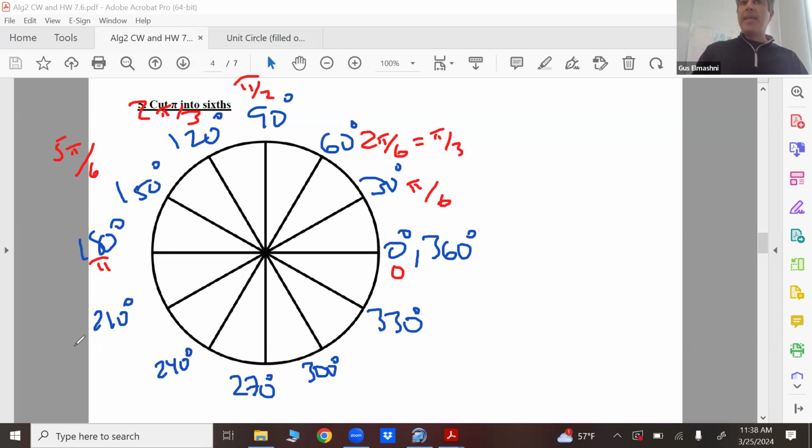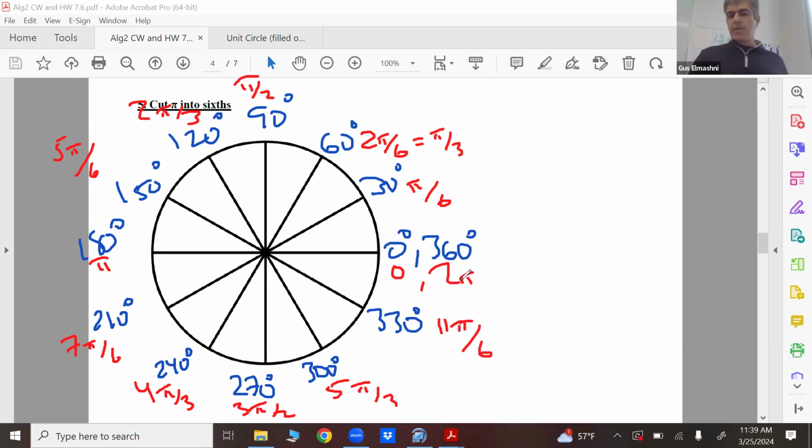Then what do you multiply 30 by to get 210? 30 times what gets us 210? Or 210 divided by 30? So good. Yep, 7 pi over 6. This will be 4 pi over 3 or 8 pi over 6. You want to think of it that way. We know that's 3 pi over 2. 5 pi over 3. 11 pi over 6. And finally 2 pi. And again, 330 is 11 times 30, right? So, yeah.